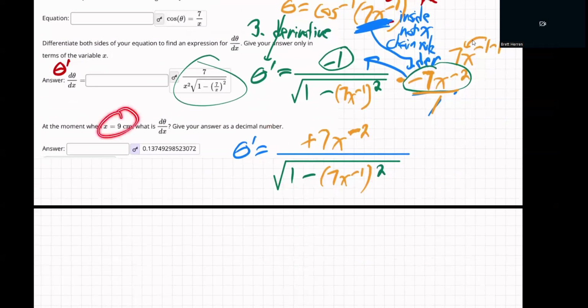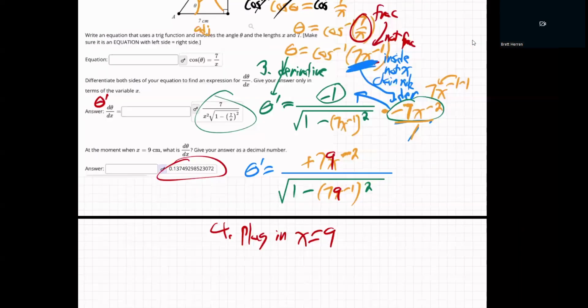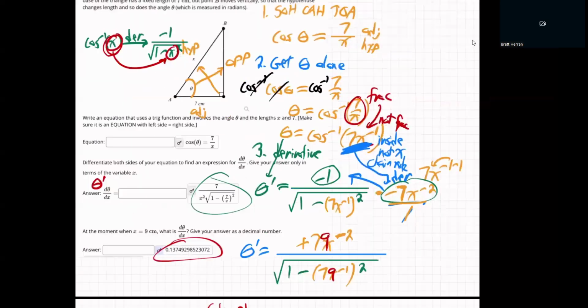Last step. They said, all right, now x is 9. So now you just take that thing and step 4, plug in x is 9. So put a 9 there, put a 9 there. Hit the buttons on your Desmos calculator, and there you go. You'll get that answer. So there we go.